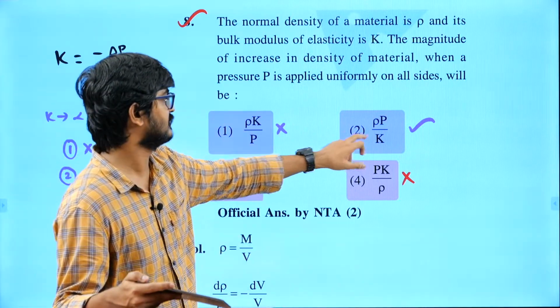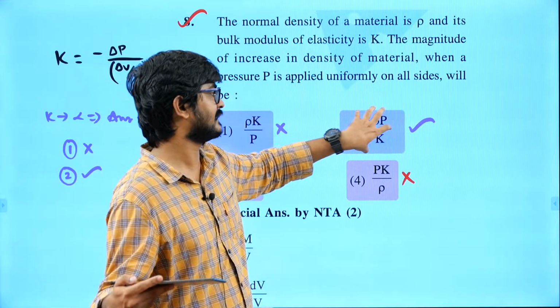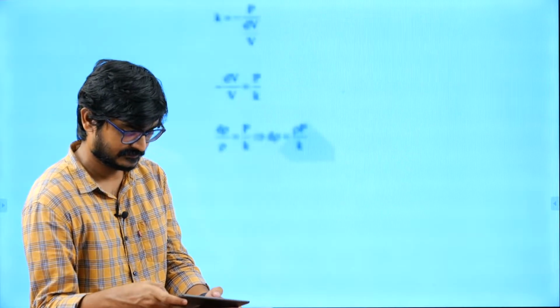Only this option is going to be 0. This is going to be infinity. So this is the wrong answer. This is the right answer. How did I conclude this is the right answer over this? By checking the extreme condition of when K tends to infinity.